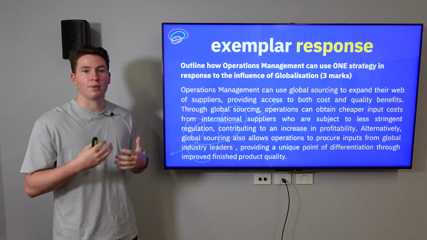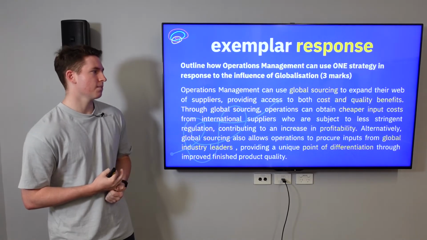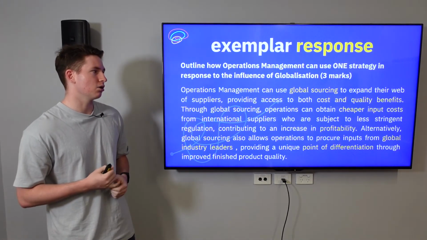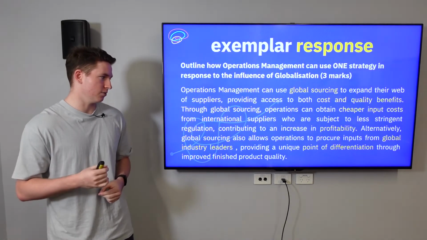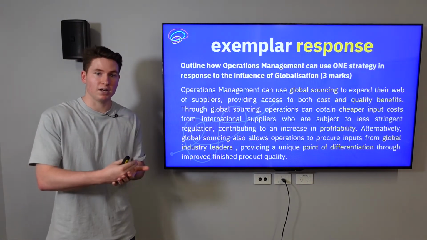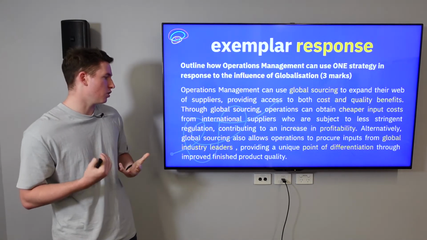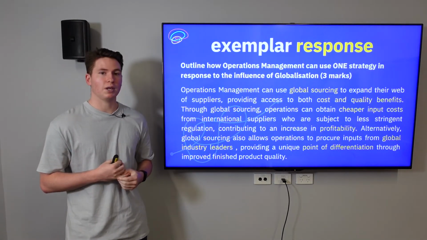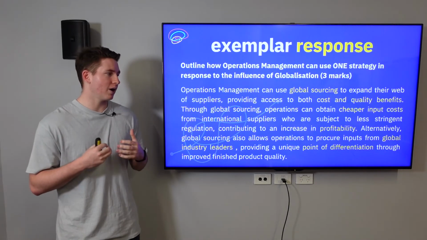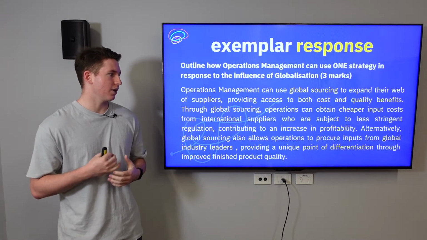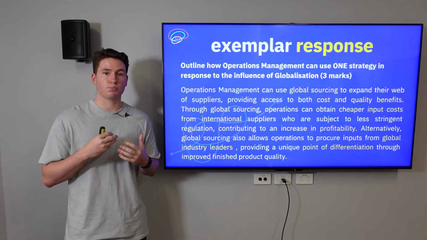And then you go on to explain the strategy. Through global sourcing, operations can obtain cheaper input costs from international suppliers who are subject to less stringent regulation, contributing to an increase in profitability. Once again, that's the effect of this strategy. And then alternatively, global sourcing also allows operations to procure inputs from global industry leaders, providing a unique point of differentiation through improved finished product quality.